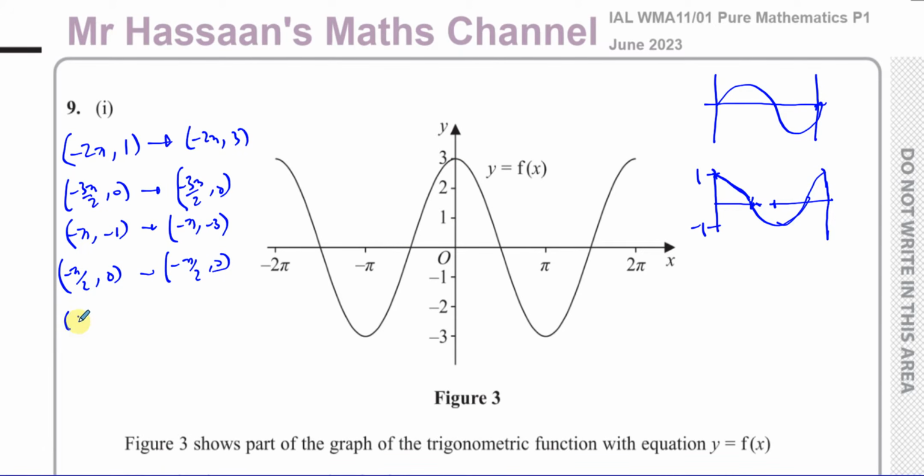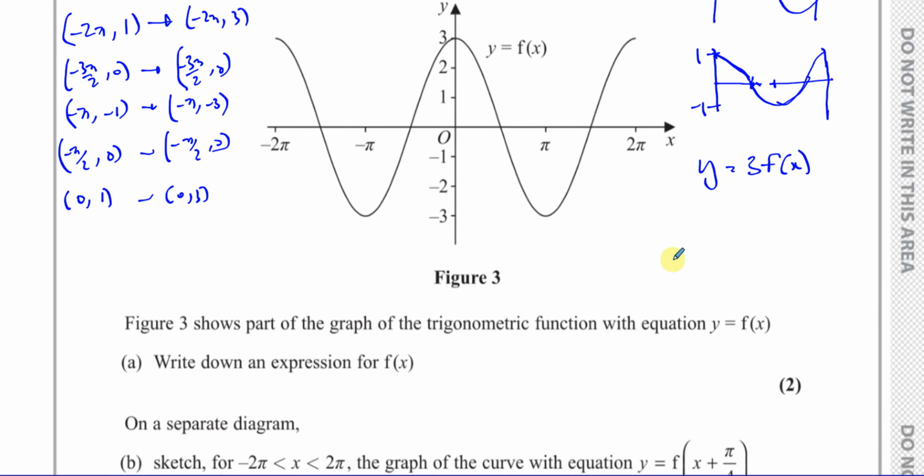When x is 0, y is normally 1 on the cosine curve. Now it's become 0 and 3. The rest will be the same except just positive. So we can see that everything has been stretched by a factor of 3 vertically. So this is going to be y equals 3 times f of x. It says write down an expression for f of x, so f of x is going to be 3 times cosine x.